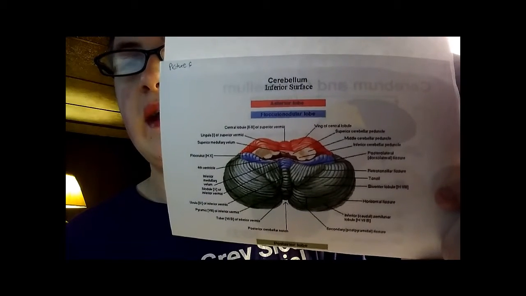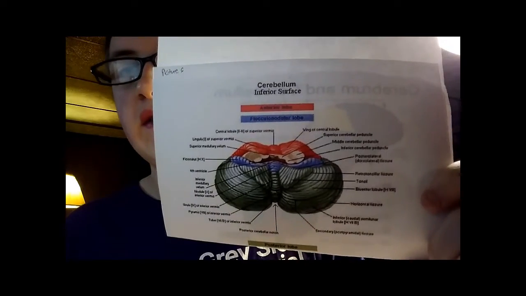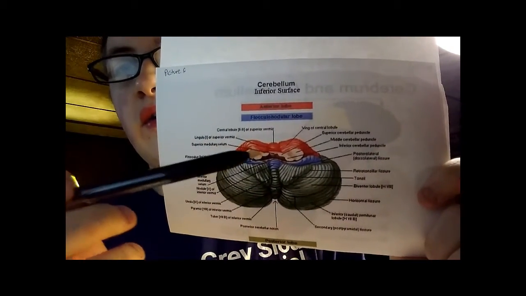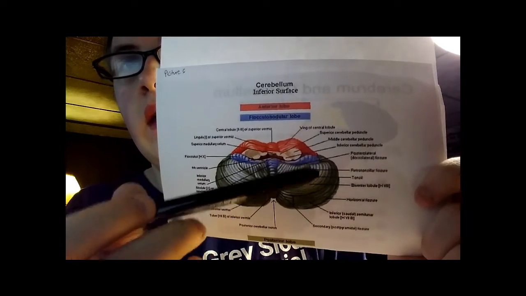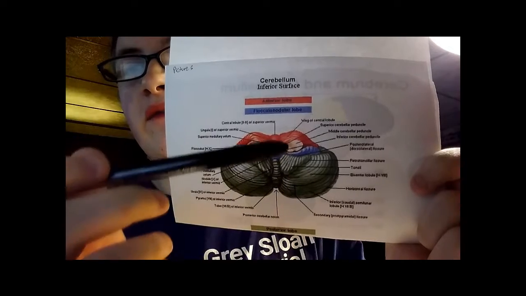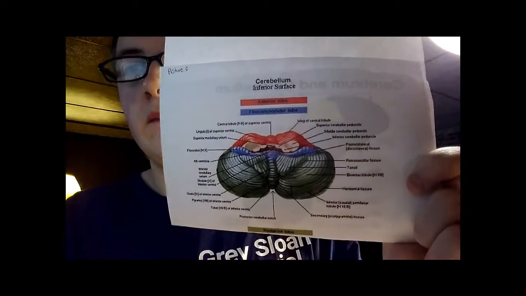Here's an image so you can get an idea of where everything is. This is your anterior lobes, this is your flocculonodular lobes, and this is your posterior lobes. This little section right here where it's divided is called the vermis. In summary, the human brain is very complex. It is divided into multiple parts, and many areas control similar functions.